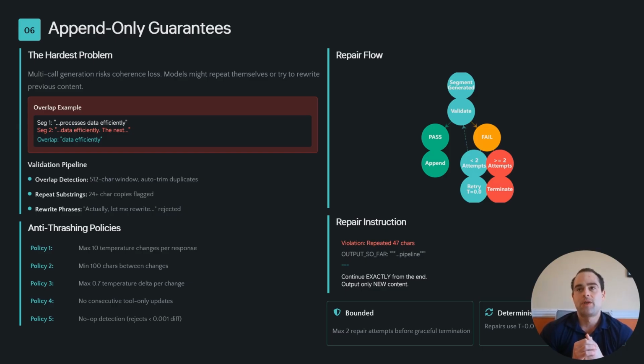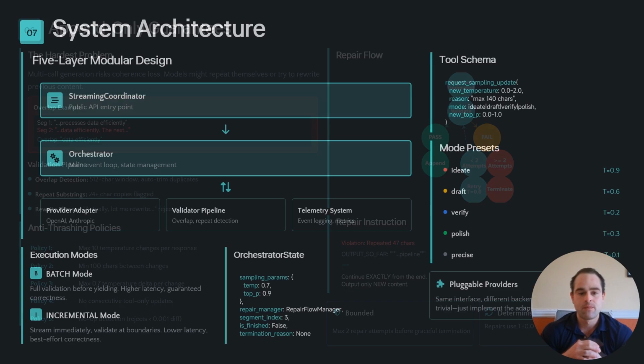In addition, anti-thrashing policies, right? We don't want it to just be changing the temperature every 5 tokens for fun. We want there to be, number one, a genuine reason, and including that requirement in the tool called the change temperature helps ground the LLM to that reality. But number two, we also just set a hard cap on thrashing and also a minimum tokens generated between the times the temperatures are changed so that we can actually just enforce that programmatically when calling the LLM.